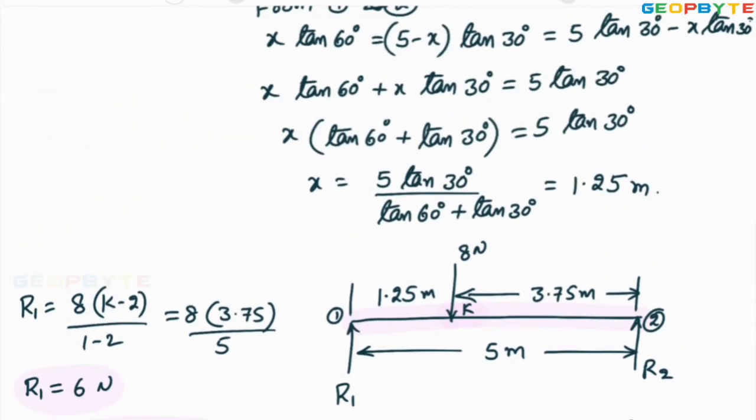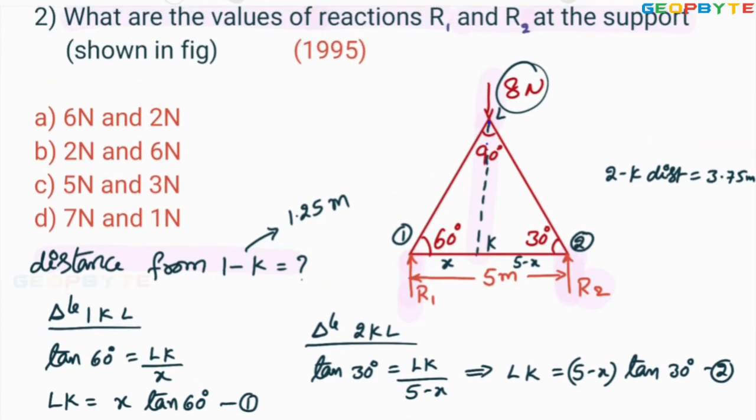Now let us go back to our options. Look at the first option. R1 equal to 6 newton, R2 equal to 2 newton. Therefore option A itself is absolutely correct. I hope you got my point. Let us take the next problem.